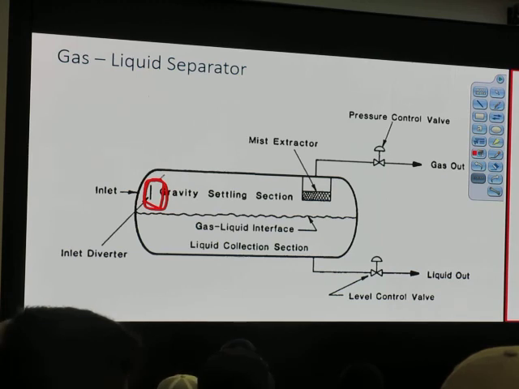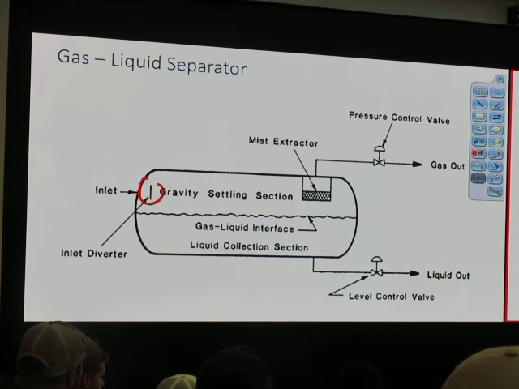If I have gas bubbles in the liquid phase, the gas bubbles will have different momentum. Momentum is M multiplied by V, right? It has different momentum and it can do the separation. A lot of separation occurs over there. Once it passes over here, then we may have some liquid droplets over there.